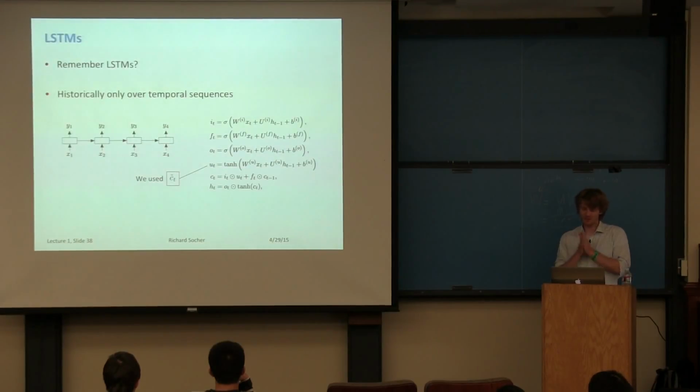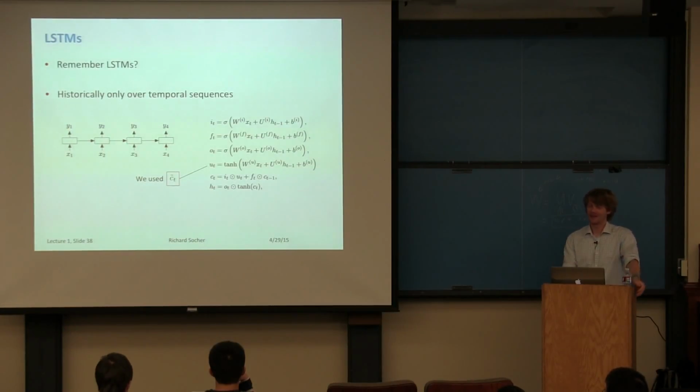But let's move on to the last model, which is also very exciting, and I actually think it's probably the currently best model out there. Basically, I hope you still remember the LSTMs, the long short-term memories we talked about, I think, last week. Historically, those were only over temporal sequences. So again, we have just these chain structures, and at every node of this chain, we have one word vector x coming in, and we have one output prediction y from a softmax.